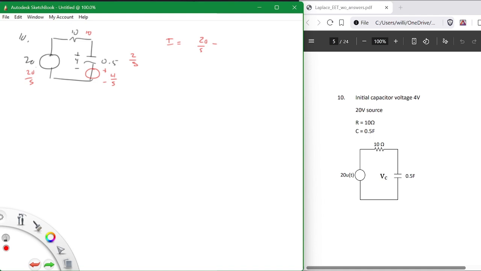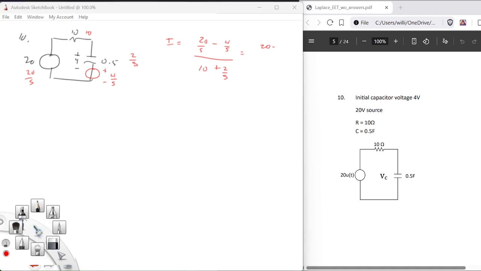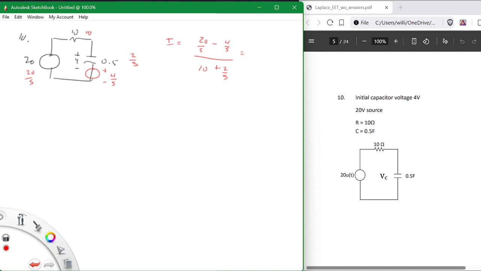You go around the loop, this is plus, this is minus, so it's minus 4 over S. So it's 16 over S, over 10 plus 2 over S, right? So now we have 20 minus 4, or 16. I should just have written 16. (16 over S times 10).